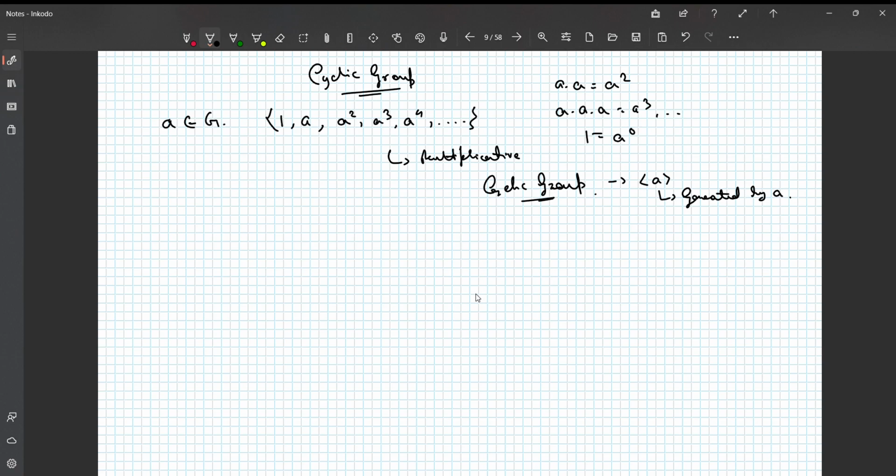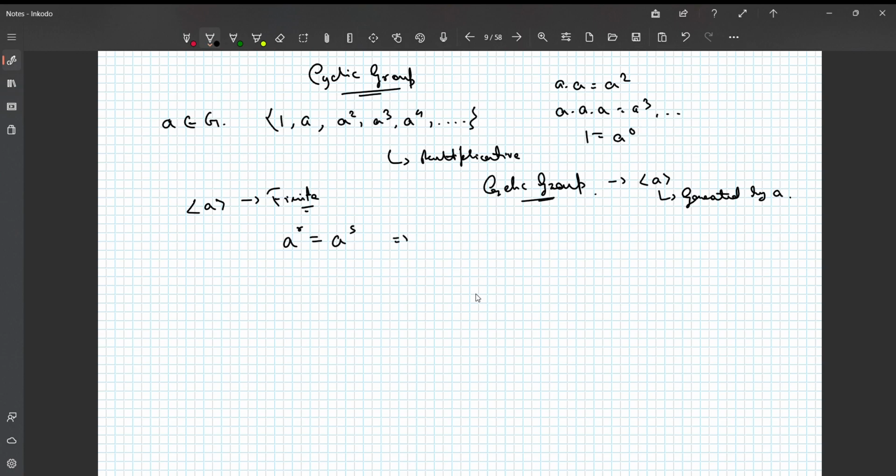Now notice that suppose this group is finite. Then the first observation is that after a certain point, the exponents should coincide, right? That is the only way possible for this set to be a finite set. So suppose A to the power r coincides with A to the power s. Then what can we say about them?